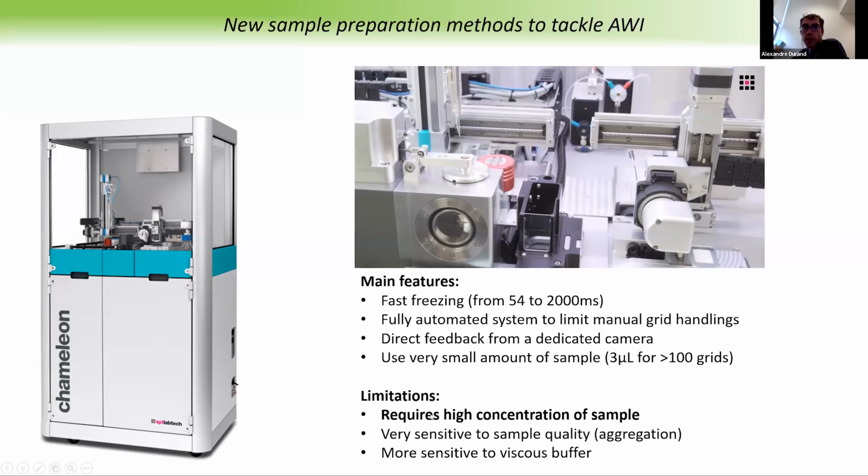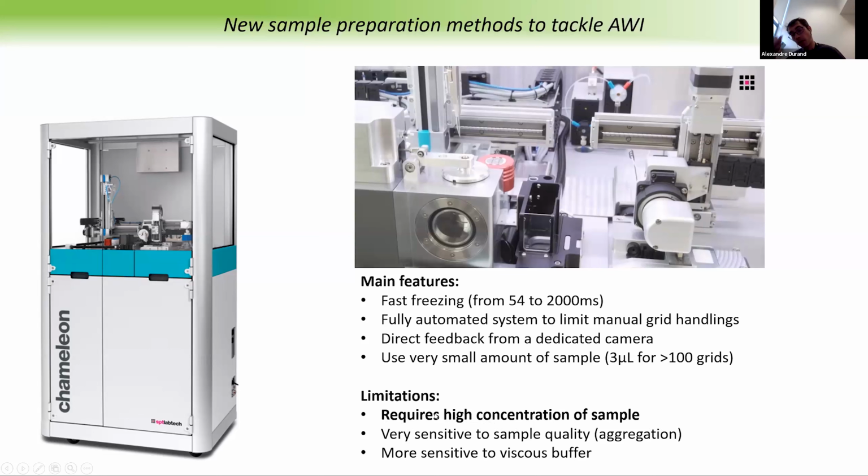Not perfect, of course, and there are still limitations. The major one for me, at least, is that it requires a high concentration of sample compared to the Vitrobot, up to 10 times what you will normally use for plunge freezing. And it's true that for some projects where the sample is difficult to produce, it can be a limiting factor for using the chameleon.